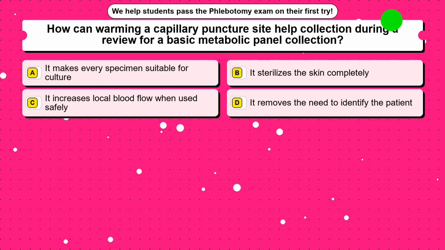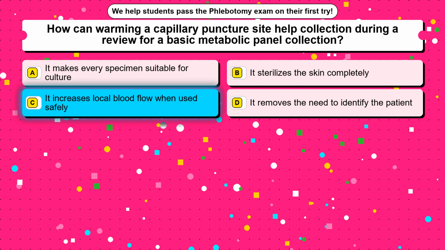Question 53. How can warming a capillary puncture site help collection during a review for a basic metabolic panel collection? Option A. It makes every specimen suitable for culture. Option B. It sterilizes the skin completely. Option C. It increases local blood flow when used safely. Option D. It removes the need to identify the patient.